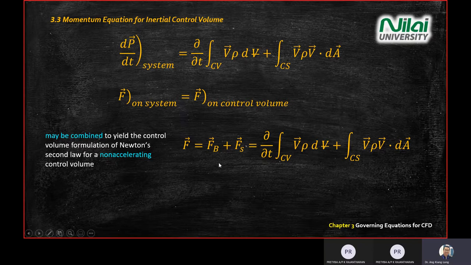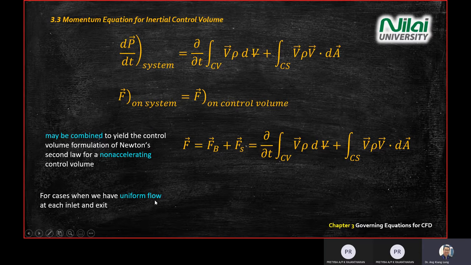Okay. So here you will see the equation on the screen. Your total force equals body force plus surface force, equal to what happened in the control volume plus what happened in the control surface. So later we are going to look at the application of this equation in the tutorial question. The third equation on the screen here is for non-accelerating control volume.